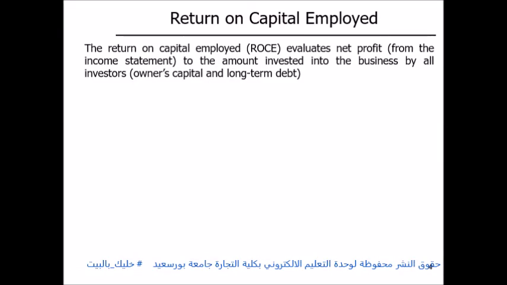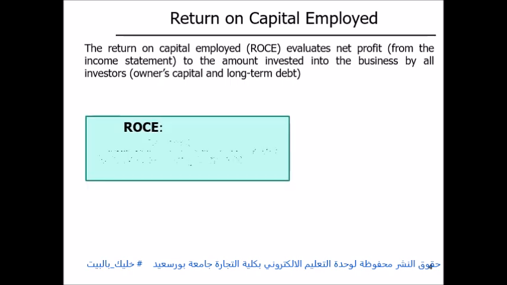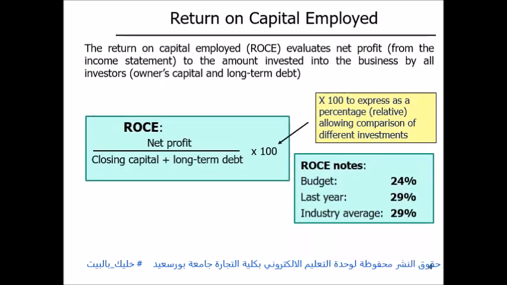Now let's calculate the return on capital employed. What is the meaning of return on capital employed? The return on capital employed evaluates net profit from the income statement against the amount invested into the business by all investors. How to calculate return on capital employed? Return on capital employed equals net profit divided by, open bracket, closing capital plus long-term debt, close bracket, multiplied by 100.